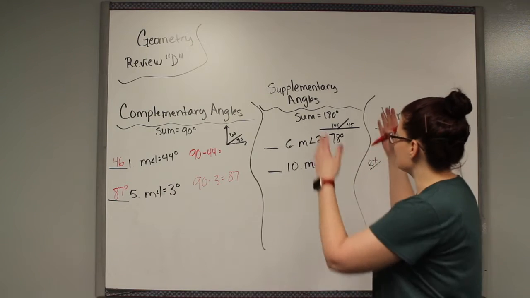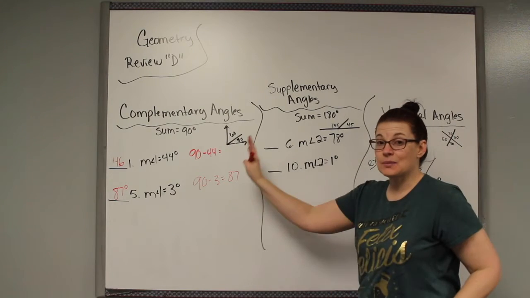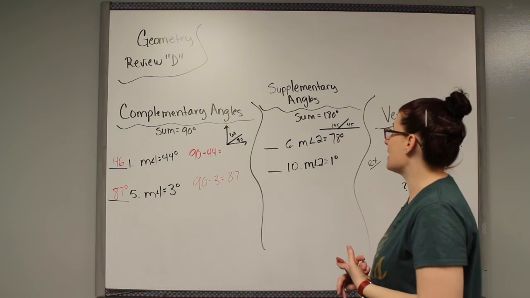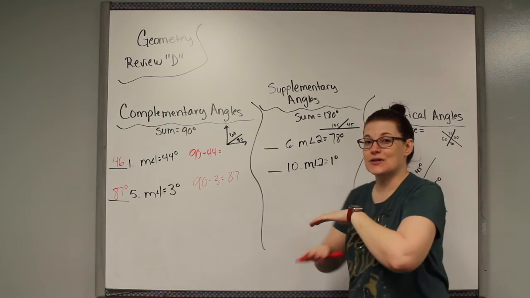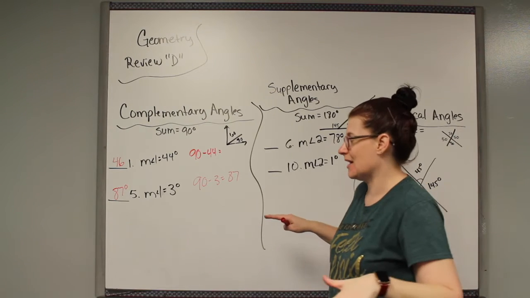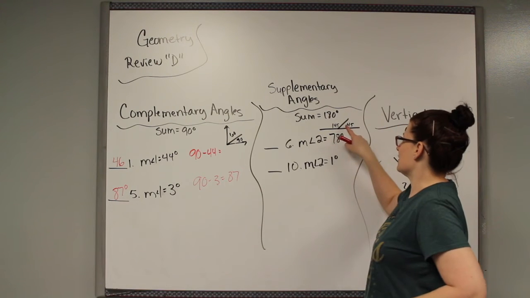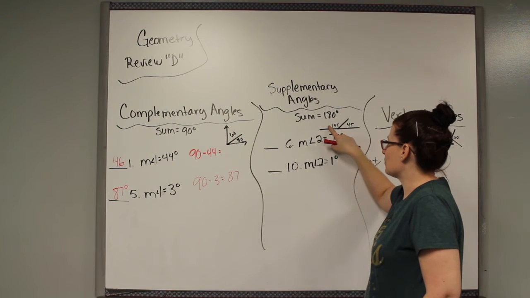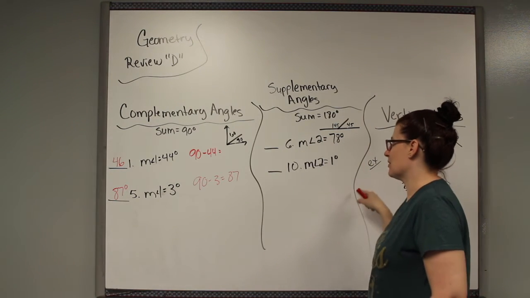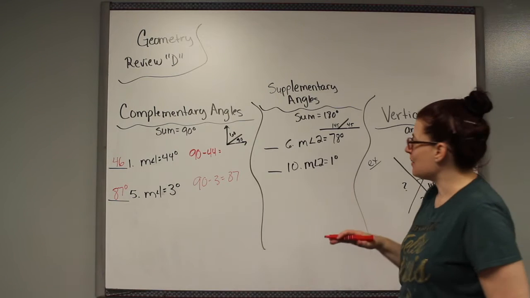The second part is supplementary angles. It's the same concept, except supplementary angles add up to 180 degrees, which is a straight angle or a straight line. So for instance, if you knew this one was 45, you could know that this one was 135 if they were supplementary angles. So same type of scenario here.